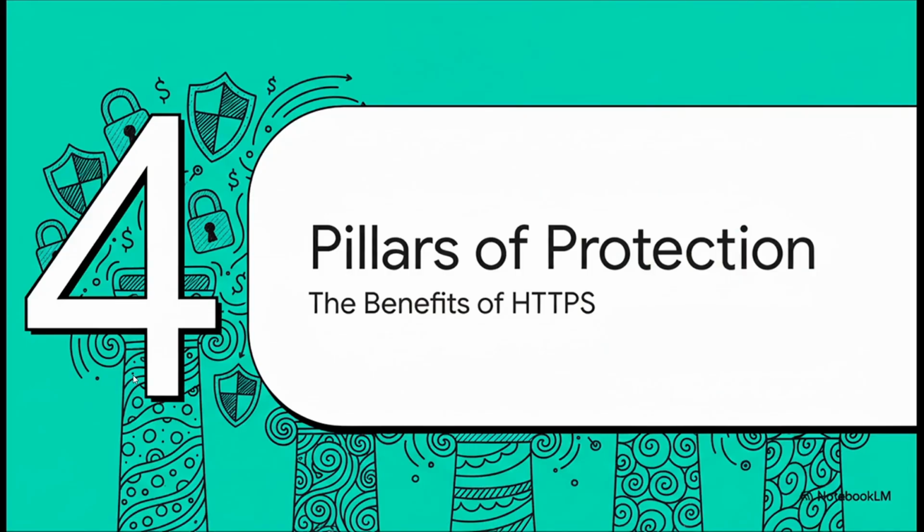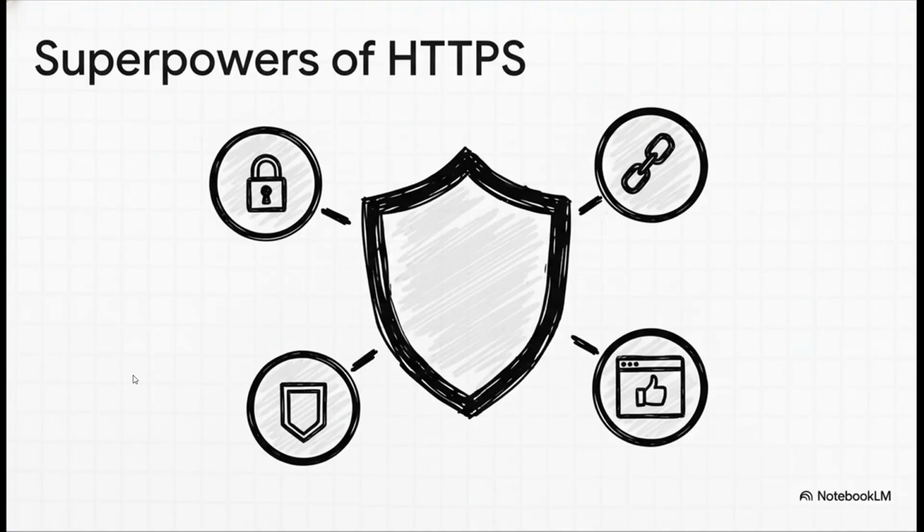Let's break those down. This whole security system is built on four key superpowers. First, data confidentiality. Then, data integrity. After that, authentication. And finally, browser trust. Each one of these directly counters a major threat from that old, insecure HTTP protocol. So let's take a look at each one.